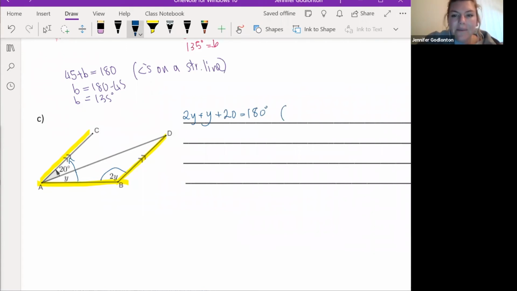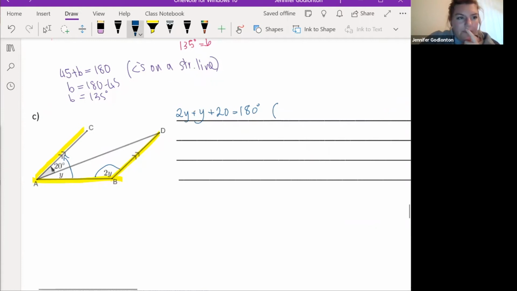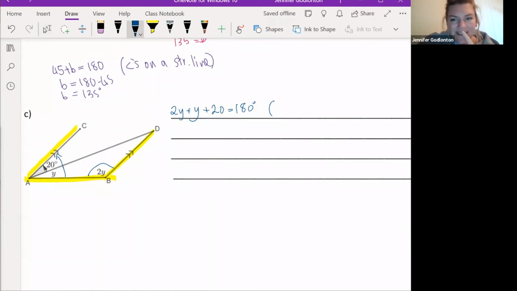Okay. But can you tell me what my reason would be? Co-interior angles equal to 180. And what would I have to say after that? AC parallel to BD. There we go. Perfect. Do you think you could talk me through from here, or do you not feel comfortable?